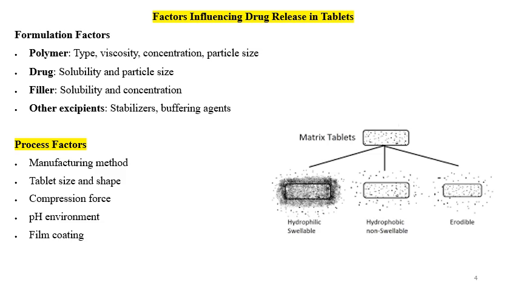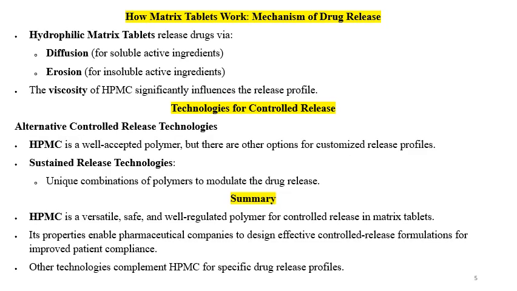Process factors which affect the dissolution and drug release are manufacturing method, tablet size and shape, compression force, pH environment, and film coating. These are some of the process factors affecting the drug release from the controlled release HPMC based matrix tablets. How matrix tablets work, or the mechanism of the drug release.